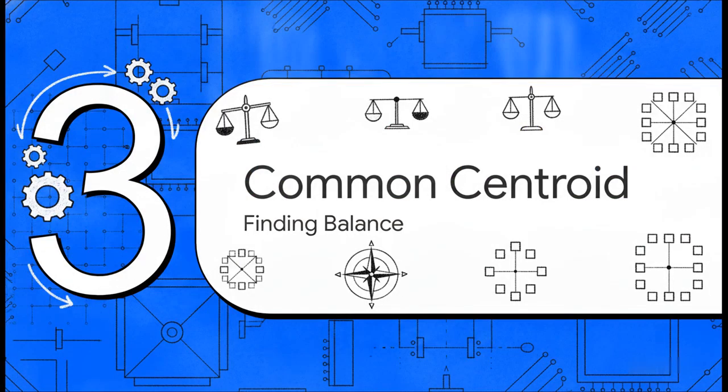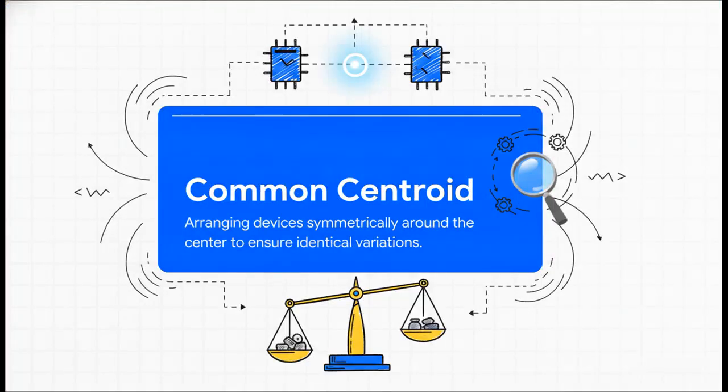Moving on to section 3, common centroid, which is all about finding balance. Now, we are shifting from just mixing things up to focusing on perfect symmetry for those higher precision needs. Common centroid is all about arranging devices symmetrically around a single central point to ensure they experience identical manufacturing variations like temperature gradients or physical stress.